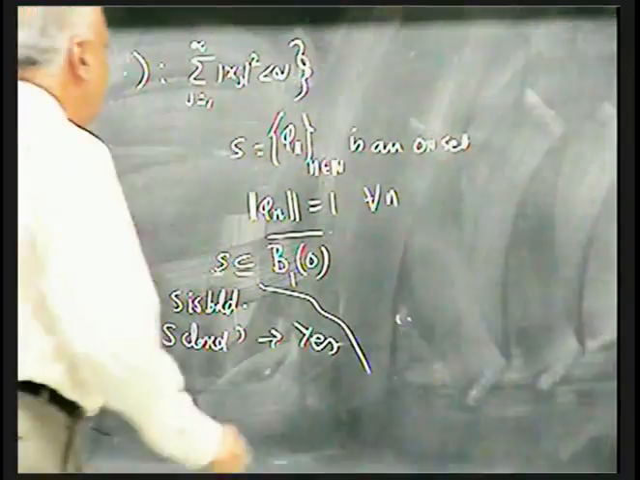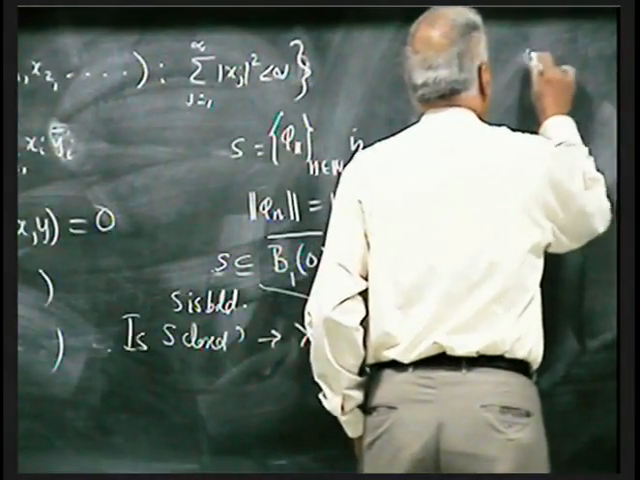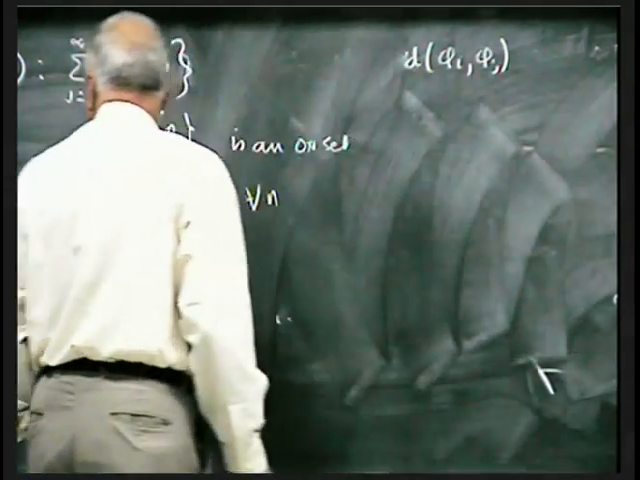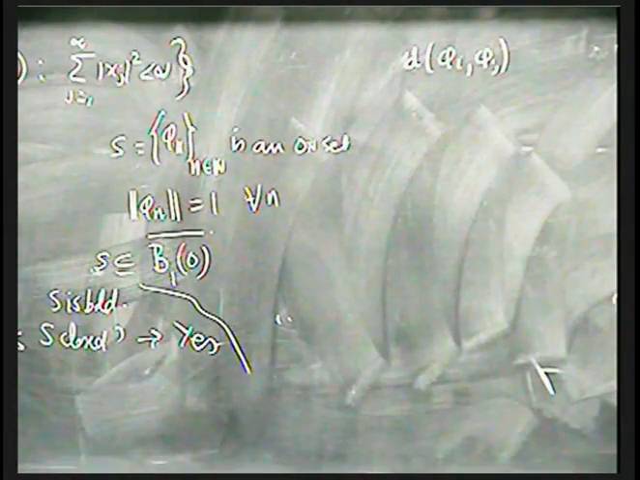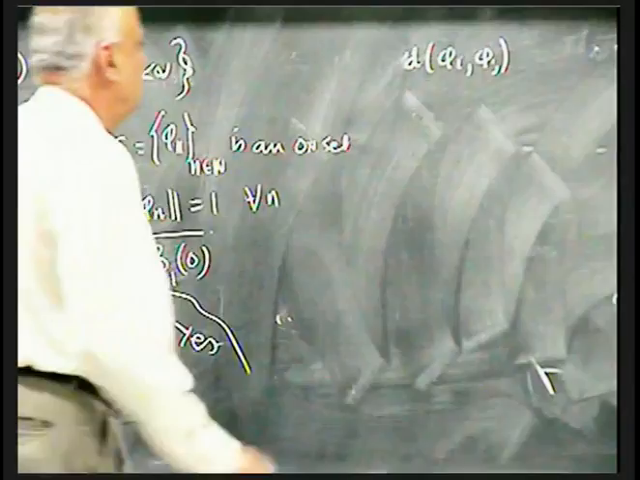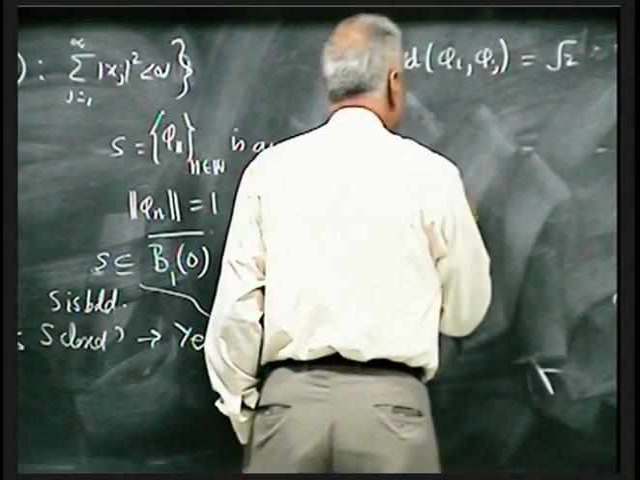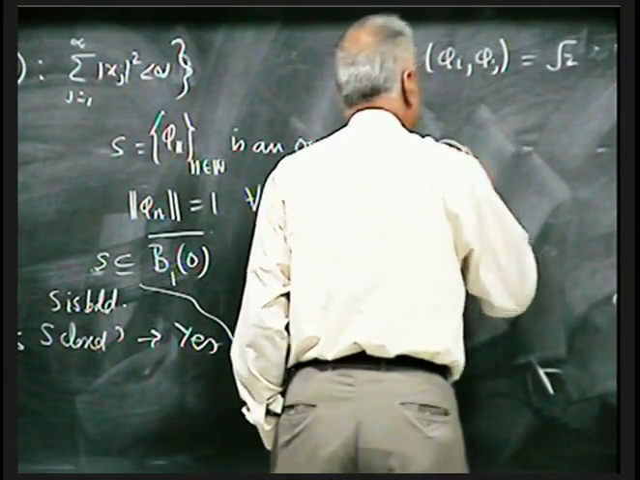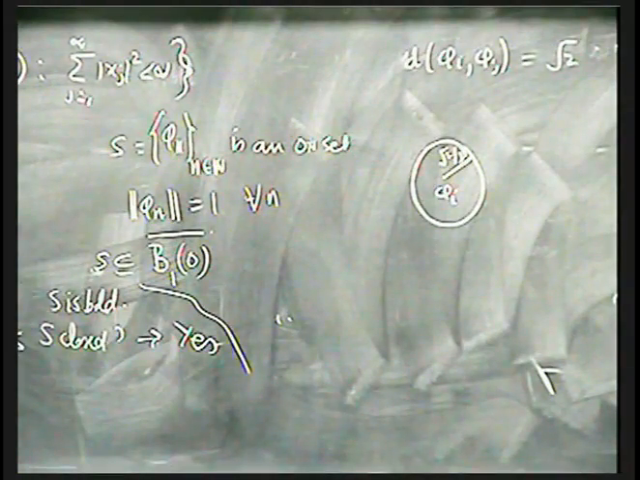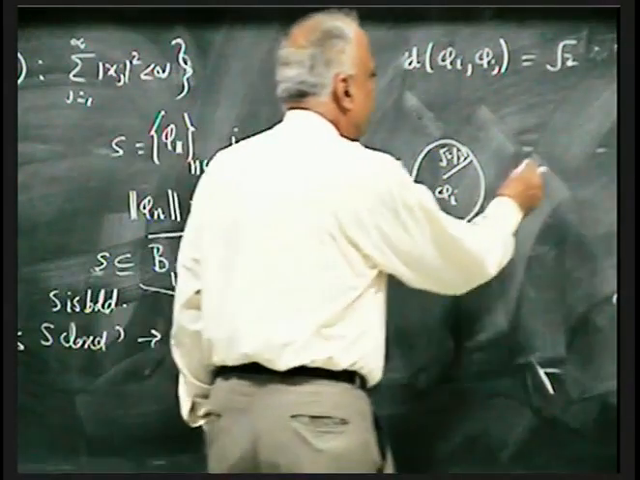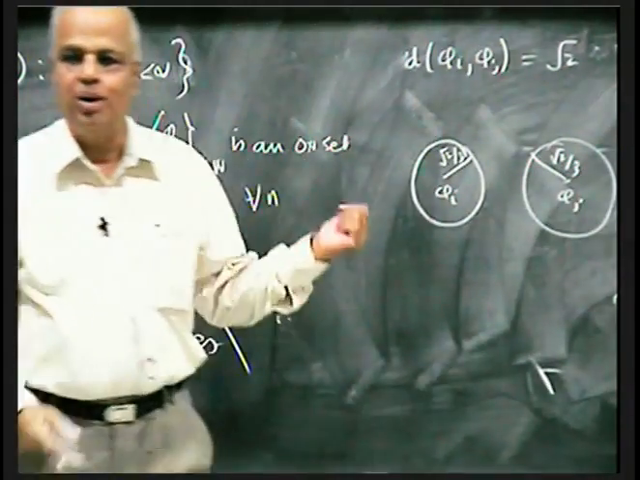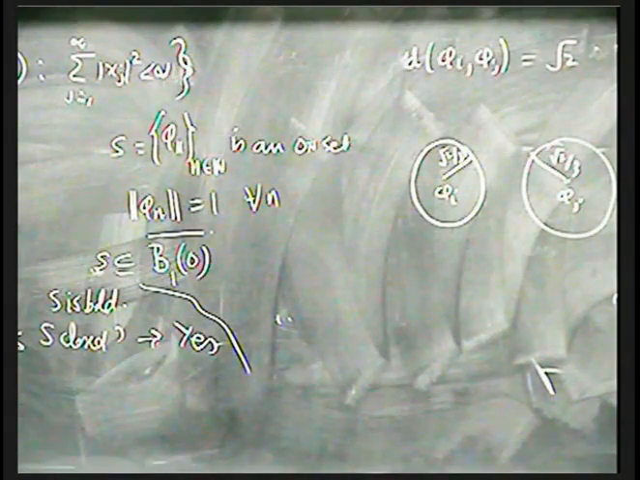If you now draw, what is the distance between phi i and phi j? The distance between any two of them is root 2. Now what I do, I take phi i and draw a sphere of radius root 2 by 3. Then what will happen? If I draw around phi j root 2 by 3, they won't intersect, because the distance between phi i and phi j is root 2. This sphere will take you only up to root 2 by 3 distance.